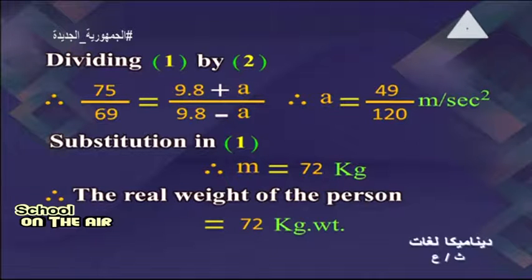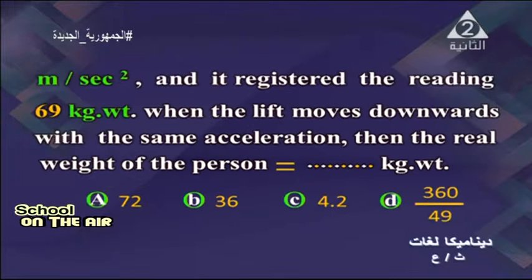If the mass equals 72 kilogram, then the weight equals 72 kilogram weight. The mass is in kilogram, but the weight is in kilogram weight. 72 kilogram is the mass. 72 kilogram weight is the weight of the body. If the weight is in Newton, then 72 multiply 9.8 equals 72 times 9.8 in Newton unit. Then the real weight of the person equals 72 kilogram weight.